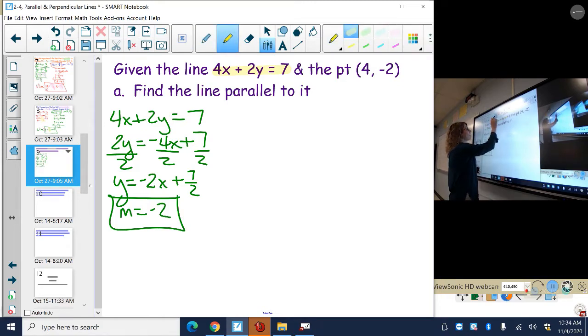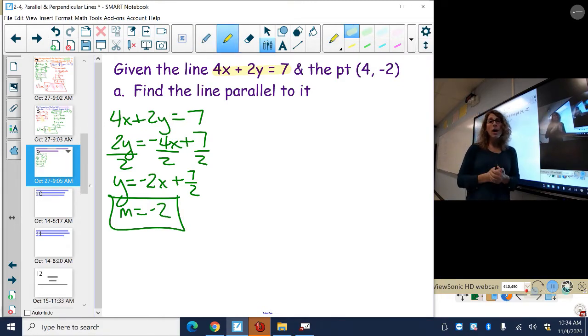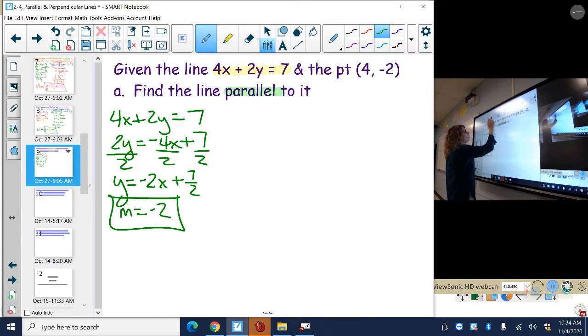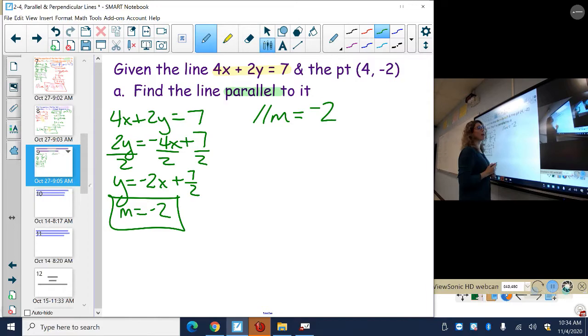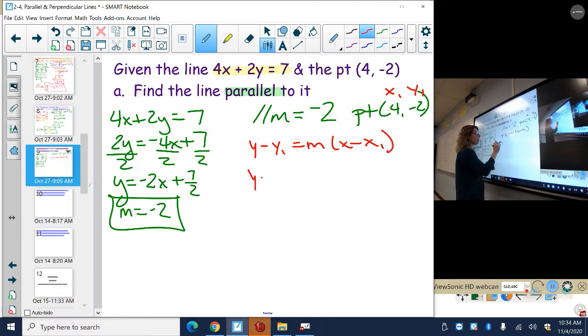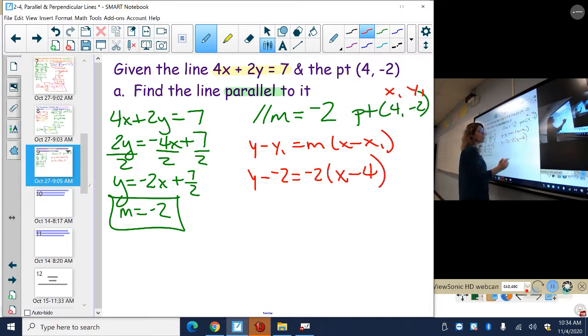So now the next thing I need to do is figure out what the equation is asking for. It's asking for my parallel line. Parallel means I want the same slope. So that's -2. And I'm going to use the point 4, -2. Now I'm going to use the other formula just so that you can see that you can use it. This is x1, y1. And I'm going to plug in what I know. Y stays, y1 is -2, m is -2, x stays, and x1 is going to be 4.